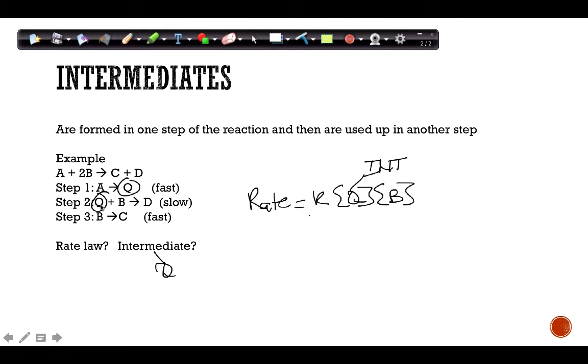So we're going to go back and we're going to find the step where Q is actually produced. Well, Q is dependent on A. So that means I can substitute the reactants that make up Q in this rate law. So my rate should actually be k times A to the first times B to the first. So I cannot use Q here. It's too hard to measure. So what I do is I go back and look at the step where Q was made, and then I substitute the reactants that make up Q.